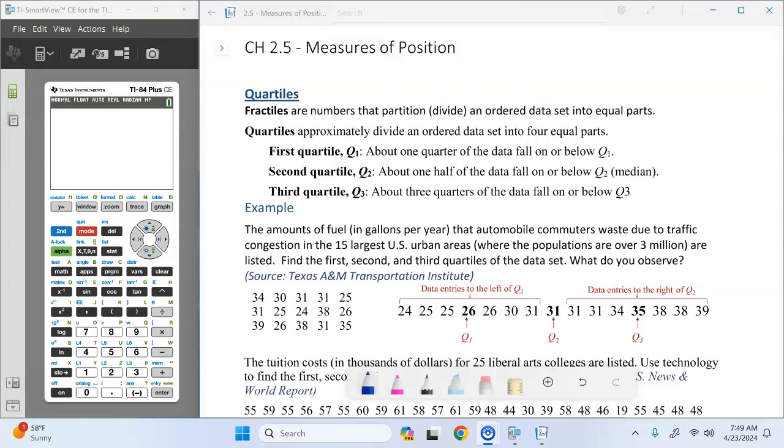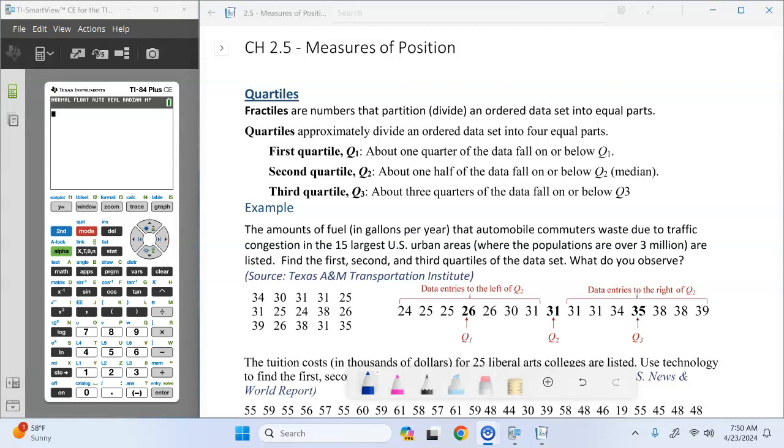Okay, that's the upper limit of our first quartile. The second quartile is half of our data falls on or below that line. That's our median, our midpoint. Okay? Median is our second quartile. Third quartile is 3/4 of the data falls on or below that line. Okay, so that grabs 3/4 of our data, and it breaks it up into 4 parts.